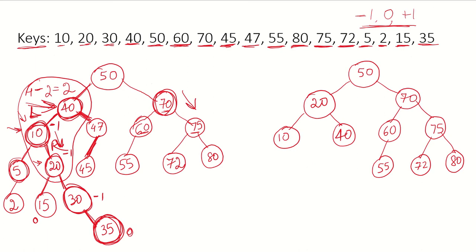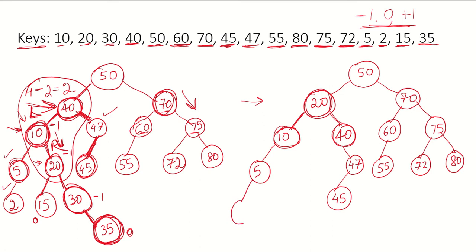When an LR rotation takes place with the nodes having values 40, 10 and 20, this will be the position. 20 will come here, 40 will come here and 10 will be here. Now we have to take care of the rest of the nodes. 47 is the right child of 40, so 47 will come here, and 45 is the left child of 47, so 45 will come here. What about this node 5 and 2? They are in the left subtree of node 10, so 5 and 2 will come here.